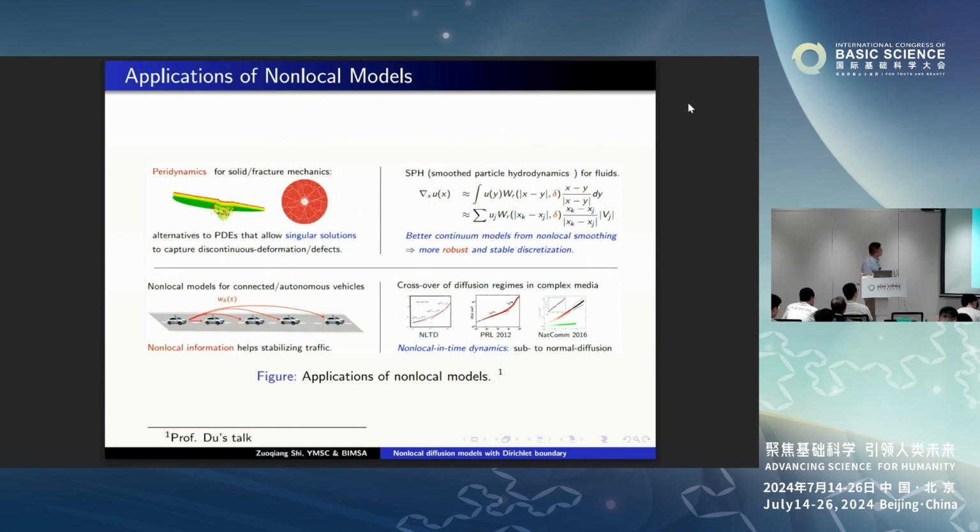The other application is meshless numerical methods to solve partial differential equations. One example is the so-called smoothed particle hydrodynamics. In this method, we use an integral formula to approximate the differential operator. So this is also closely related to non-local models. Non-local models are also related to traffic flow. And more importantly, they can describe the so-called subdiffusion process. Professor Zhou gave a very good introduction to this phenomenon in his talk.